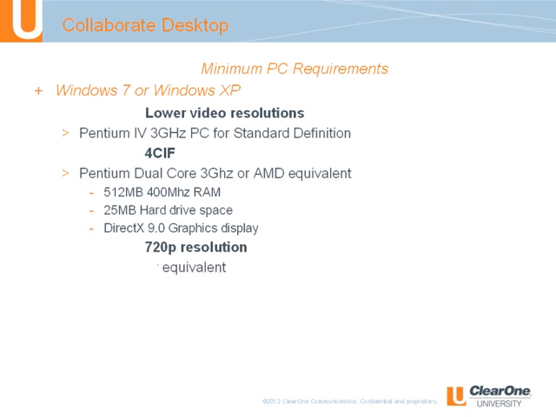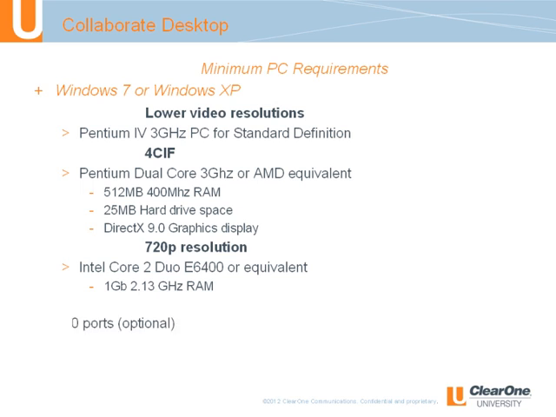If you want to run a 720p resolution, you will need at least an Intel Core 2 Duo E6400 processor or equivalent and 1 GB of 2.13 GHz RAM. You will need USB ports available if you will be using an external USB camera or a USB dongle license key.